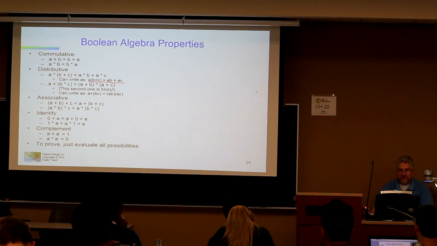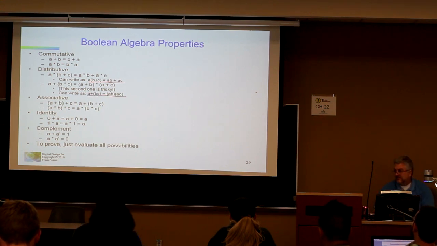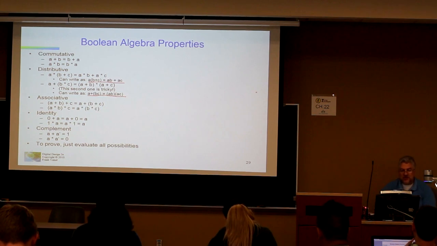Now comes this one: A or (B and C) is the same thing as (A or B) and (A or C). And this is the way you could write this. I like this. This is tricky. All you have to do is remember these properties, commutative, distributive.